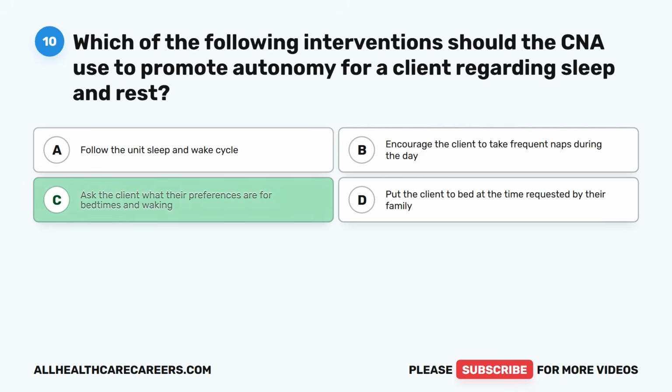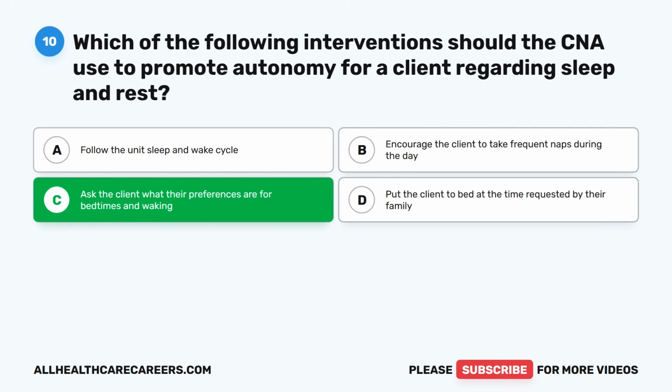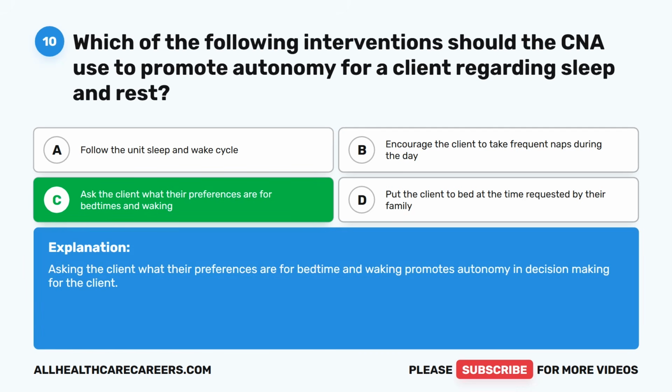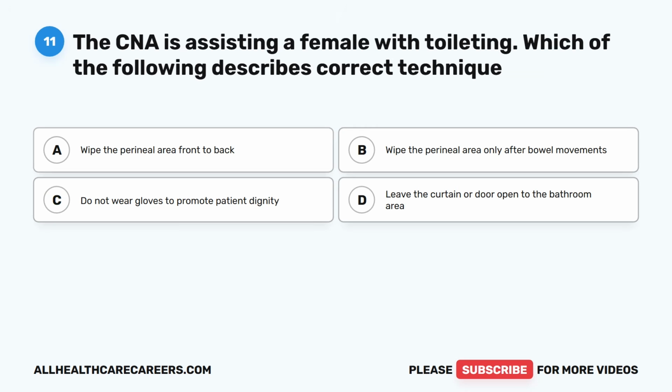The correct answer is C. Ask the client what their preferences are for bedtimes and waking. Asking the client what their preferences are for bedtime and waking promotes autonomy in decision-making for the client. Question 11.